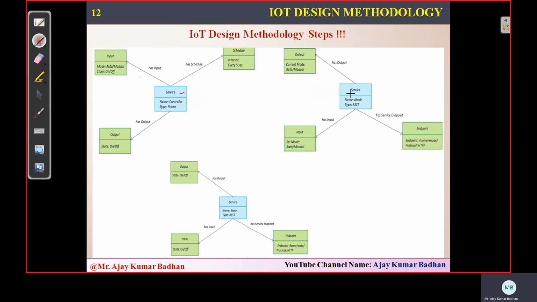If you look here, the next one is what we have related to your state service. This is a service, service, service. But which one comes under which? This is the controller service, this is your mode service, and this is your state service. The state service has the output of whether the particular light is turned on or off. It will have an input of whether the state is on or off.